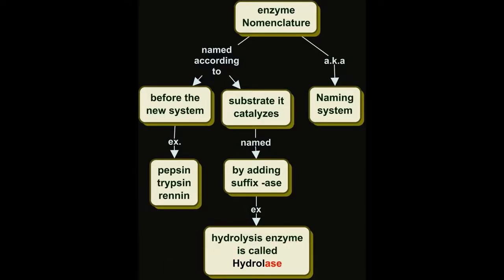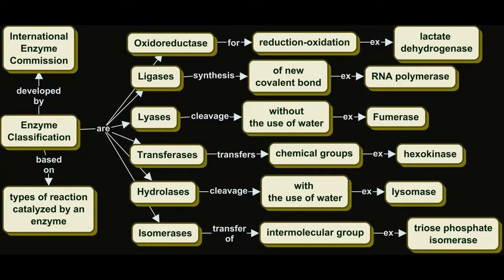The enzyme classification was developed by the International Enzyme Commission, and this classification is based on the types of reaction catalyzed by an enzyme. The following are the 6 classifications of enzymes. The oxidoreductase is for the reduction-oxidation reaction. An example is the lactate dehydrogenase enzyme.